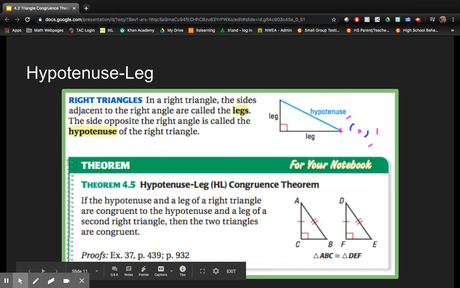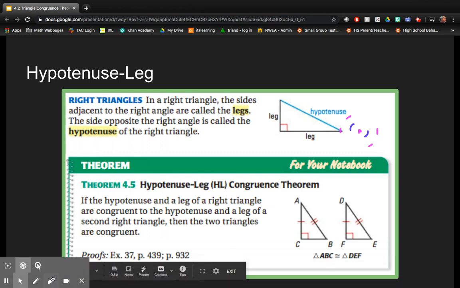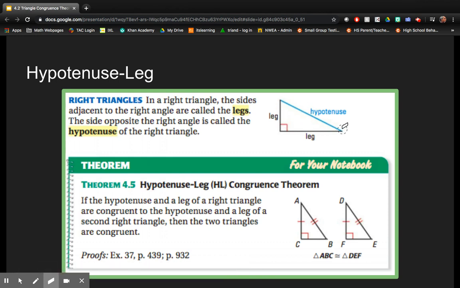Take a moment and write down the theorem for hypotenuse leg. Remember that in a right triangle, the side across from the right angle is called the hypotenuse, and it's always the longest side of a right triangle. The other two sides are just referred to as legs, and they won't always be the same measurement, but they could be. In hypotenuse leg, if you have two right triangles and the hypotenuse are the same length, and you have one set of legs that are the same length, you can say every part of the triangles are congruent to each other.